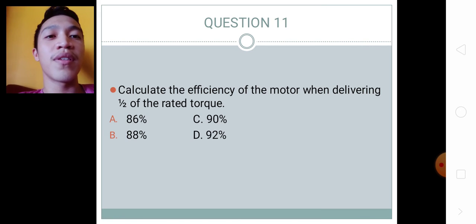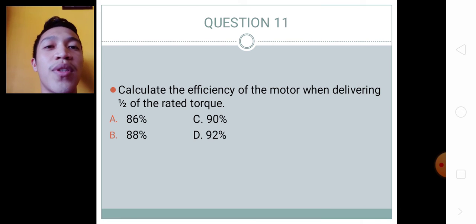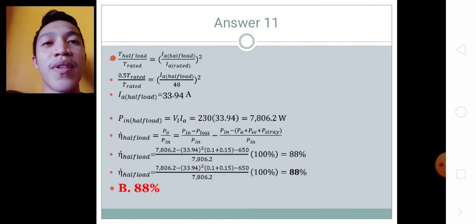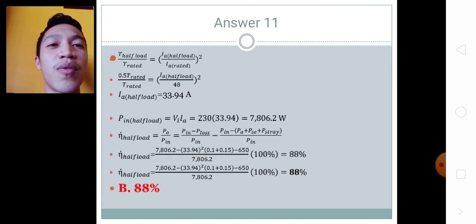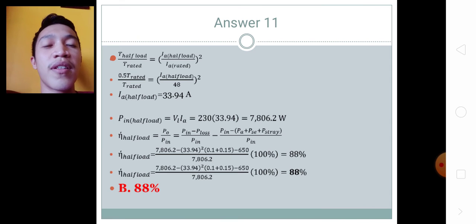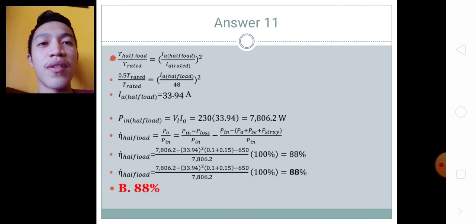Now for question 11, calculate the efficiency of the motor when delivering one half of the rated torque. Now, the same formula used in question number 10, T half load over T rated is equal to IA half load over IA rated squared. It stated that our T half load is 0.5 of the T rated, so 0.5 torque rated over torque rated is equal to IA half load over 48 squared. So our IA half load is equal to 33.94 amperes.